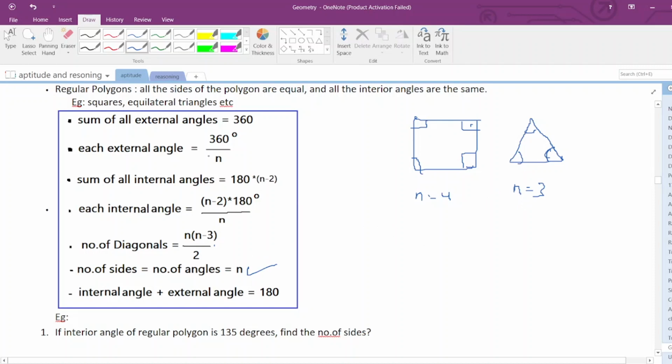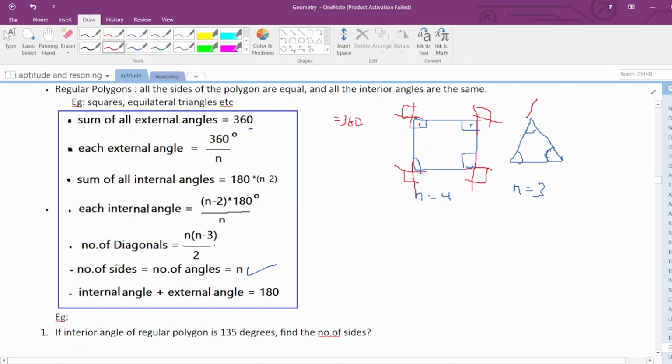Now, how do we find the sum of external angles? The sum of all external angles is 360 degrees. If you look at this square, this is the internal angle, and this is the external angle. In the same way, this is an external angle, this is an external angle, this is an external angle. If you add all the external angles, 90, 90, 90, 90, it becomes 360.